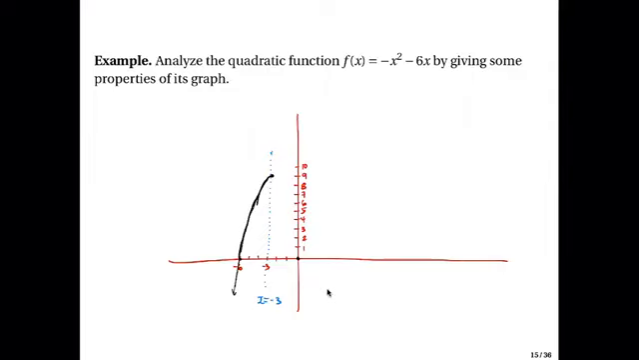Okay, and then the other one, it's also something like this. Okay, so this is your parabola. This is your f of x equals -x squared minus 6x. Okay? Question?